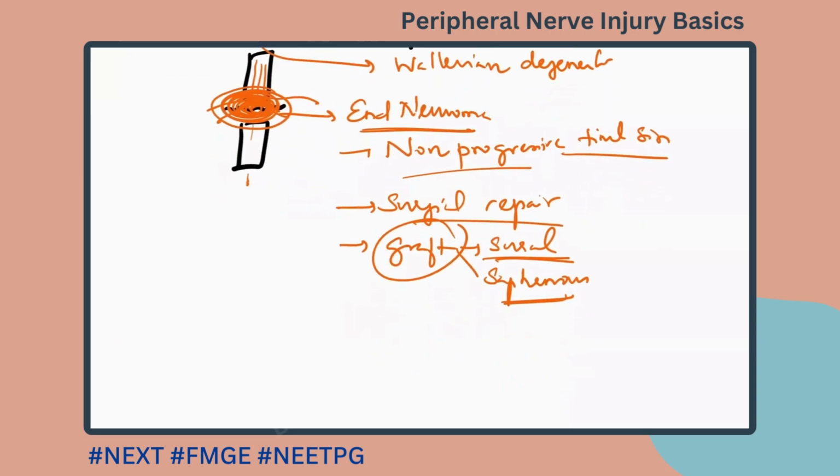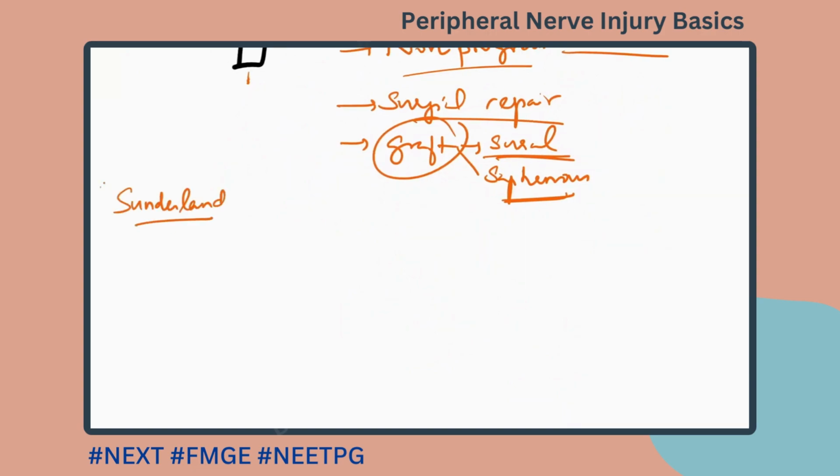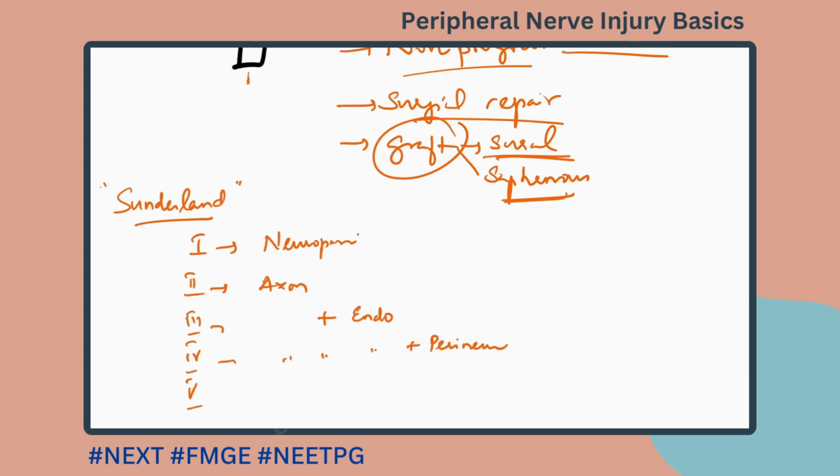There is one more person called Sunderland. He also classified the nerve injury. It's a very, very simple classification again. Sunderland type 1 is like neuropraxia. There is no anatomical disruption, only physiological stretching. Type 2 is where only the axon gets disrupted. Type 3 is axon plus endoneurium gets disrupted. Type 4 is axon plus endoneurium plus perineurium gets disrupted. Type 5 is like neurotmesis.